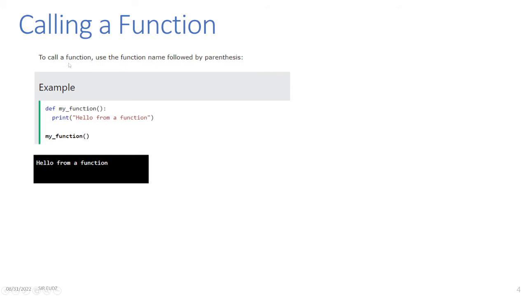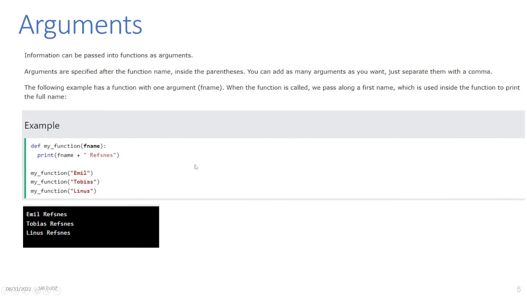Calling a function. To call a function, use the function name followed by parentheses. So let's say, in this case, we have defined my_function, and the function contains this code, "Hello from a function". To call this function in your code, you just type the name with parentheses. When this is executed, it will display "Hello from a function". So that's how you call a function in Python.